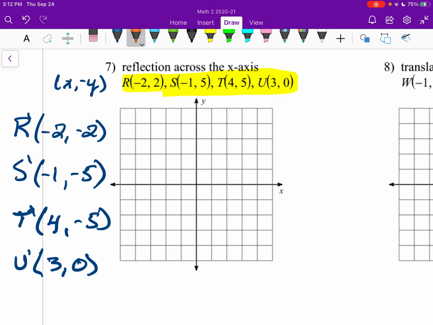All right, so let's graph these points. R prime is at negative 2, negative 2. Here's R prime. S prime is at negative 1, negative 5. T prime is at 4, negative 5. And U is at 3, 0. U and U prime are there. So let me draw my lines. All right, there's my shape.